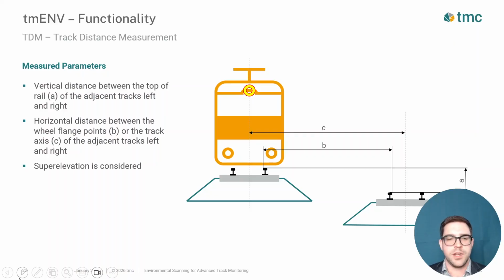And for that measurement, of course, also the super elevation is considered, as said already at the beginning, because the machine, when it's running along the track, is leaning into the curve according to the super elevation. So therefore, we also have to consider that in that measurement.